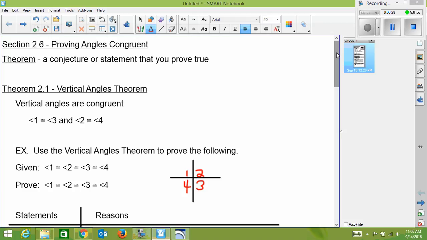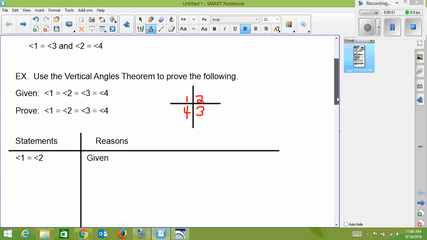So the vertical angles theorem simply states that vertical angles are congruent. Okay, so if angle 1 is equal to angle 3 and angle 2 is equal to angle 4, in this drawing right here, you can see that 1 and 3 are vertical and 2 and 4 are vertical.